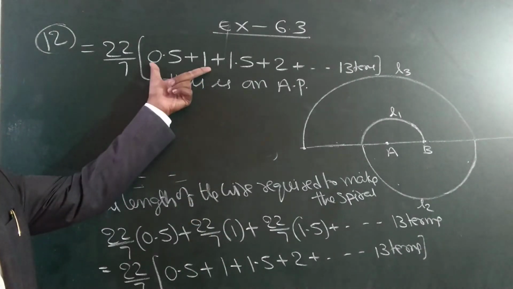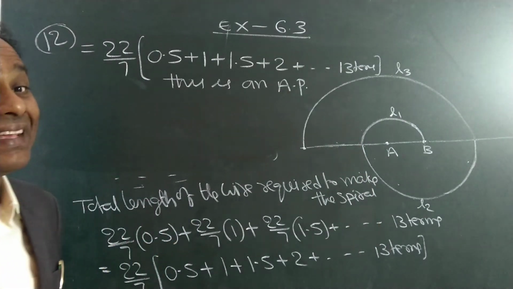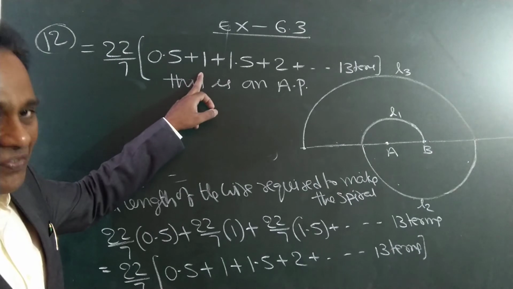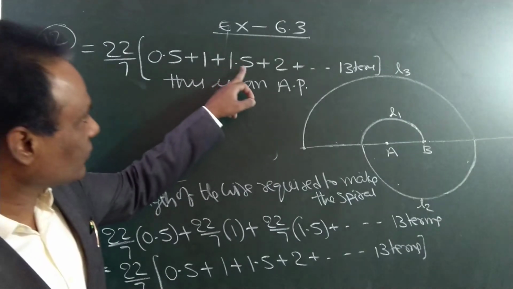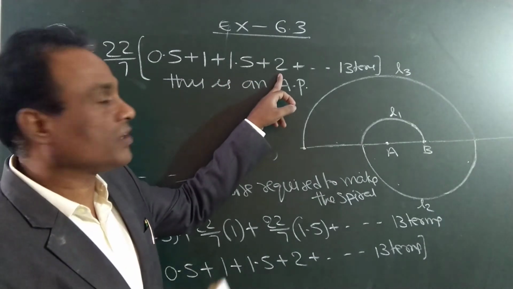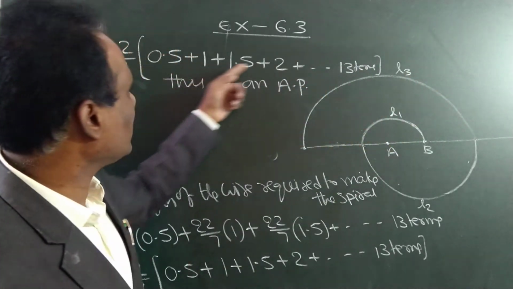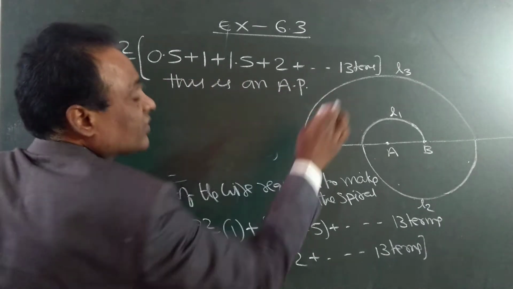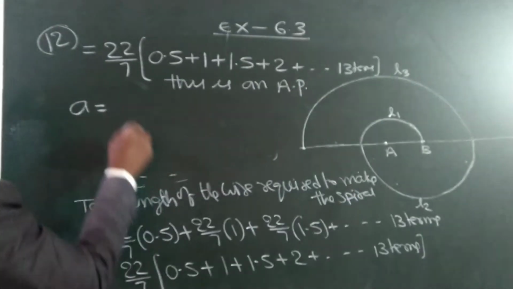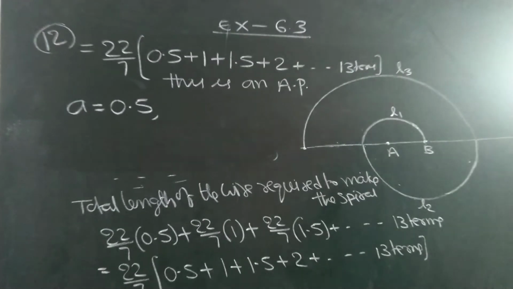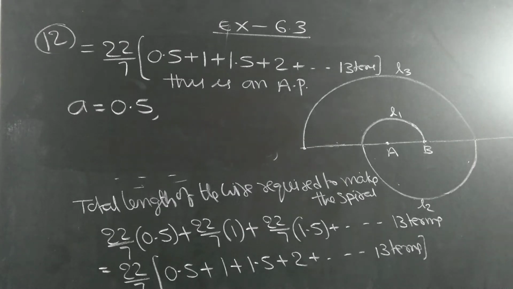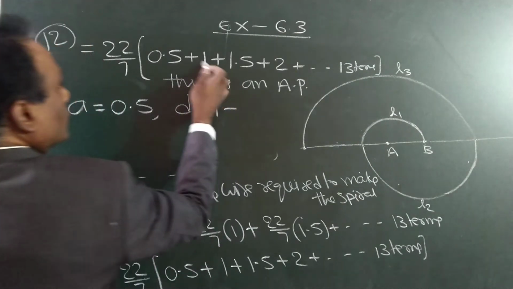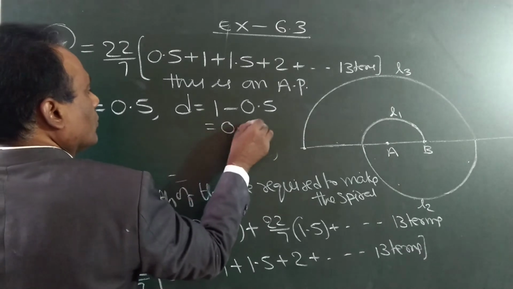See students, the same I wrote here. This is an arithmetic progression. Why? What is the difference? 0.5, a 0.5 difference. 0.5 plus 0.5 is 1. 1 plus 0.5 is 1.5. 1.5 plus 0.5 is 2. 2 plus 0.5 is 2.5. 2.5 plus 0.5 is 3. Like that, a 0.5 difference. This is perfectly an AP. Here don't consider this 22 by 7, it will be written the same. Only see the expression inside the bracket. A is equal to, this minus this.